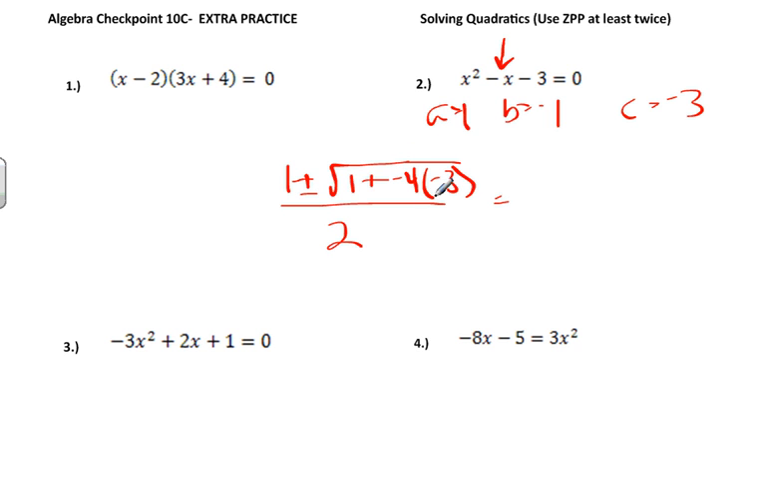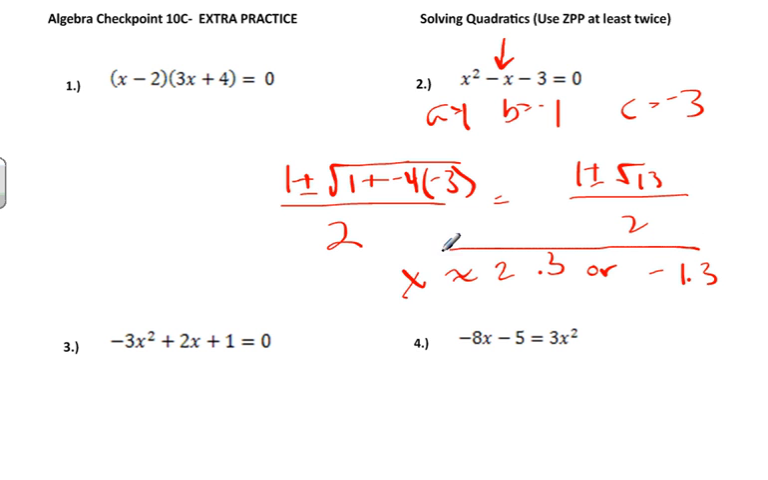I suggest filling this part in here. That's a 13, so 12 plus 1 is 13. So 1 plus or minus the square root of 13, all over 2. And then just simply type in your calculator. 1 plus the square root of 13, hit equals, and divide by 2. And we'll get 2.3-ish. And 1 minus the square root of 13 equals, divide by 2, and that's negative 1.3-ish.